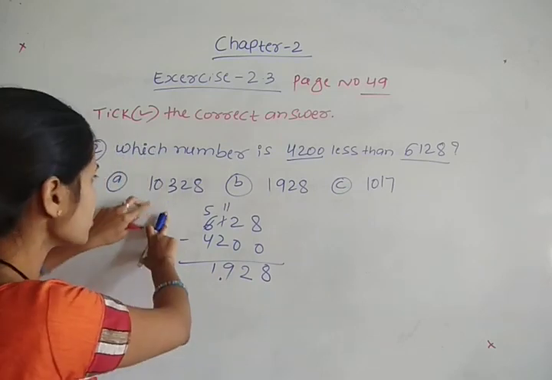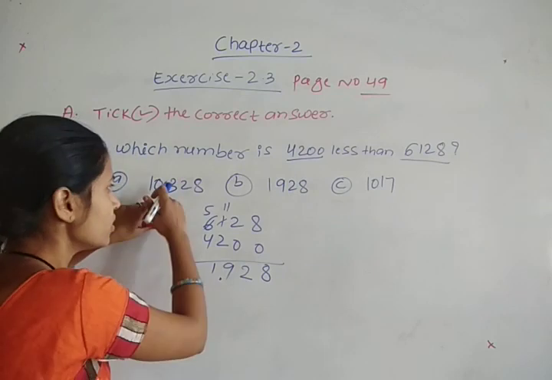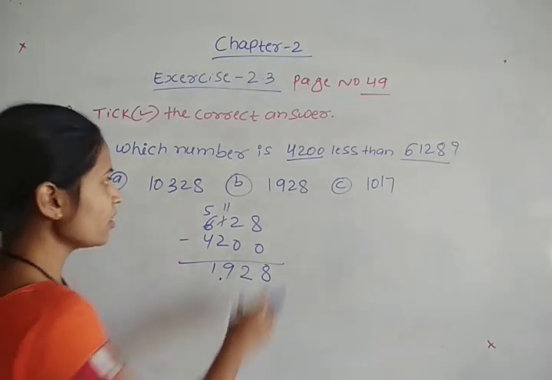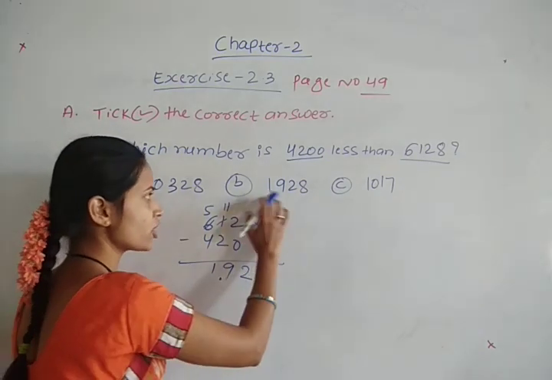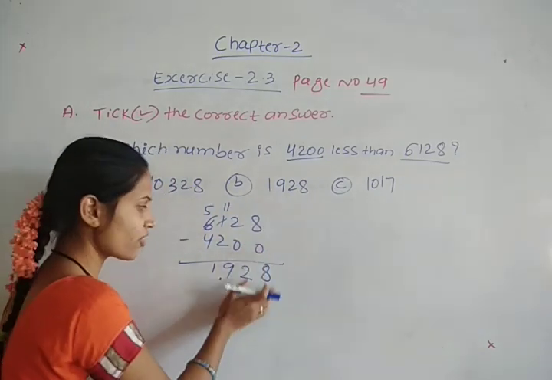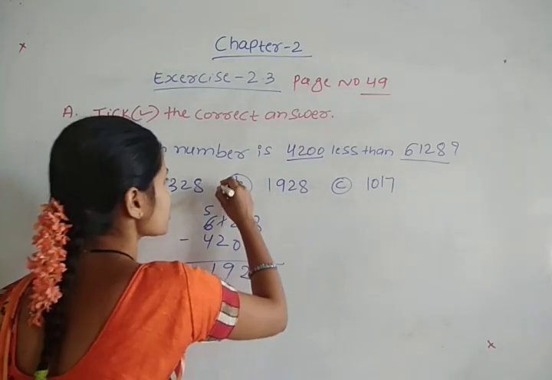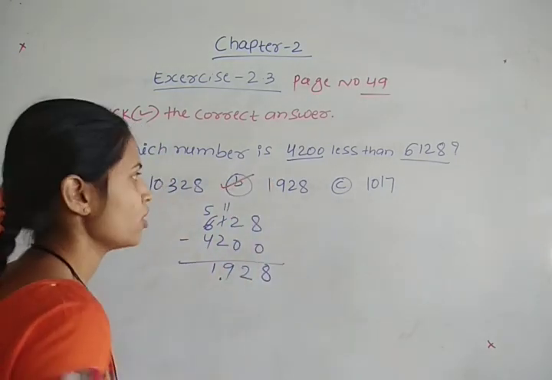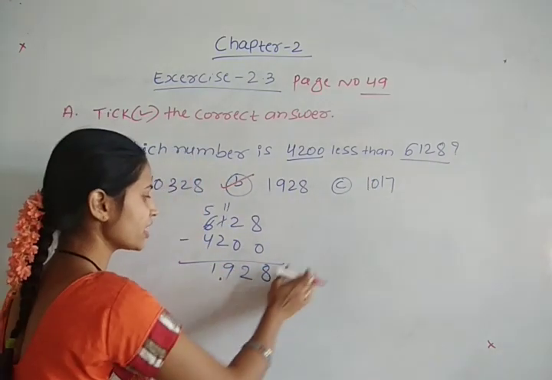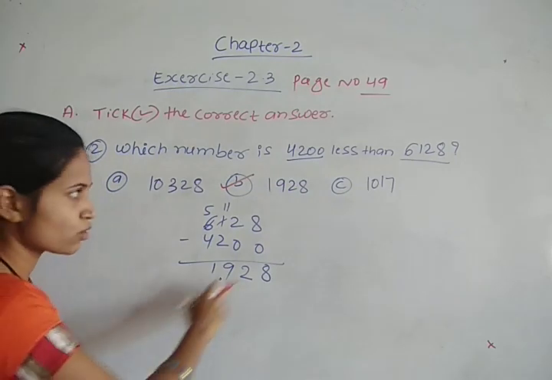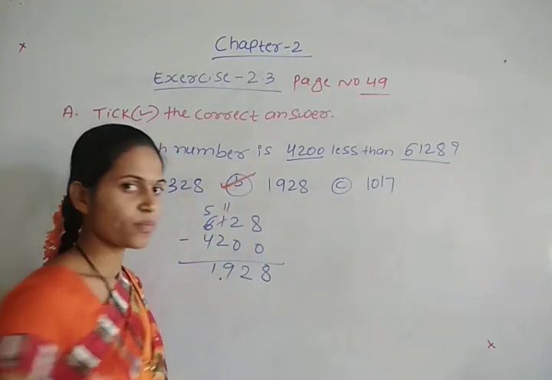So in the first option it is 10,328, so it is not matching with this one, so leave it. Okay, now come to the B option. In the B option we are having 1928, which is matching our answer. So we will take this B option as the correct one. In the C option also we are having 1017, but it is not matching our answer, so leave it. So our answer is the option B.